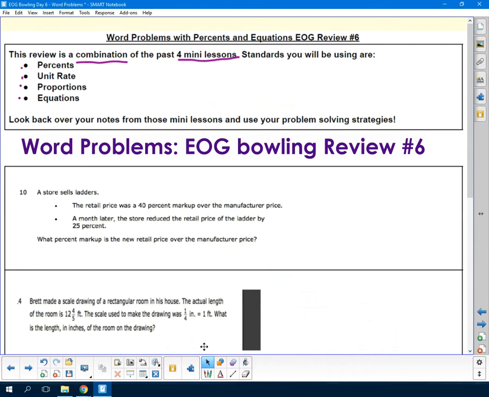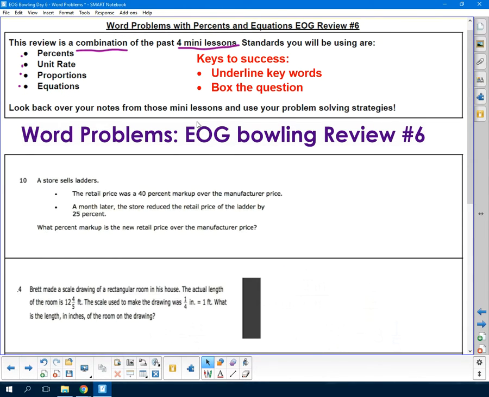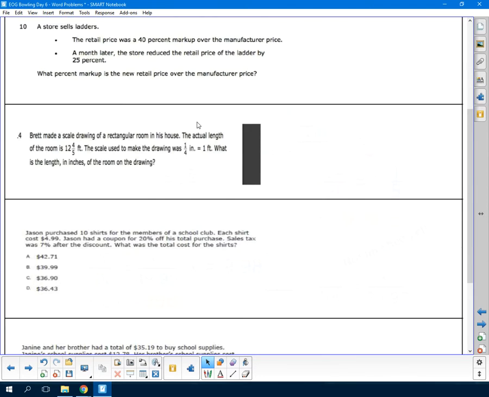You're going to see lots of word problems on the EOG. It's going to be important that you are using our keys to success on those word problems. You should underline the key words in the question and then box the actual question itself. Okay, so I'm going to do 2 problems here for you, and then you're going to work through the rest of them. Sound good?